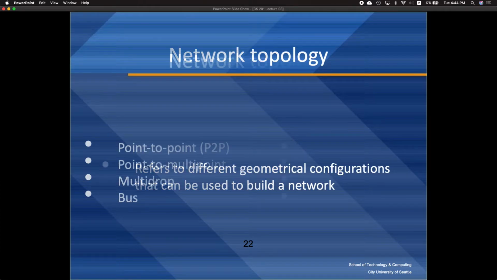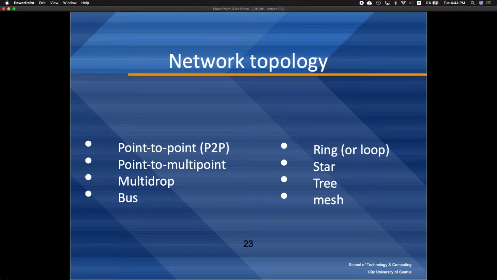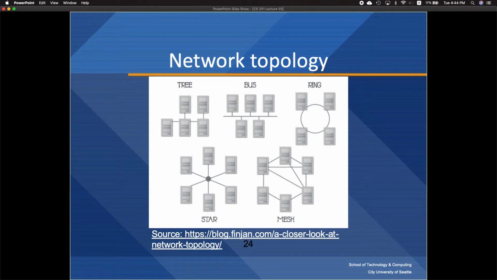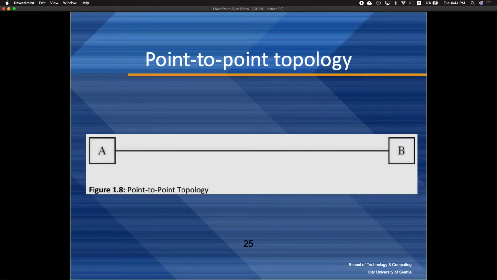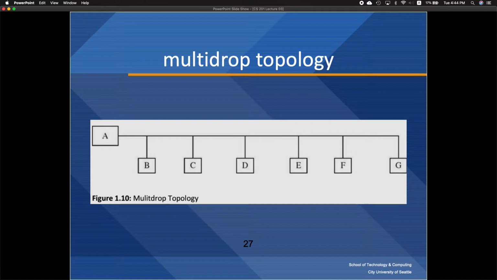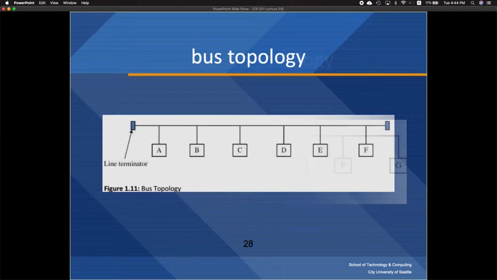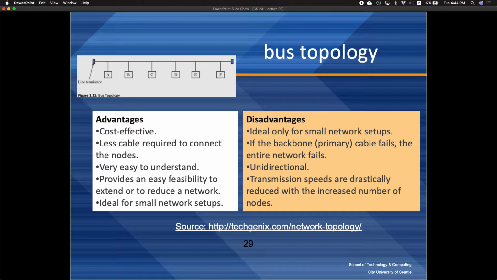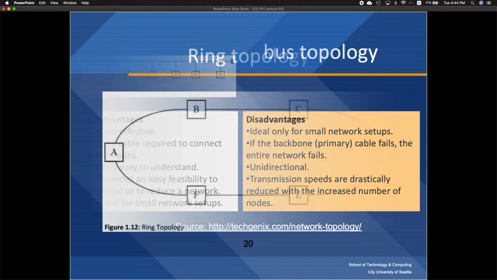Network topology, and we have different types of network topology. As you can see, we have bus, ring, star, and mesh. This is point to point. This is point to multipoint. This is multi-drop topology, right? This is a bus topology. And just read on with the advantages and disadvantages in the slide, right?